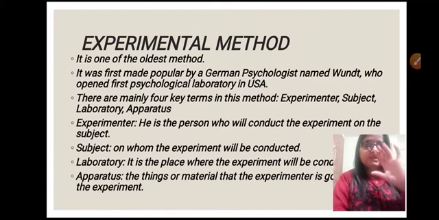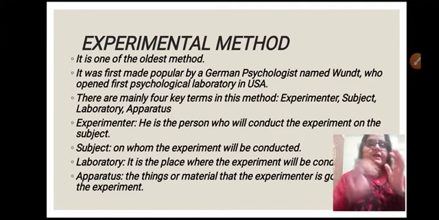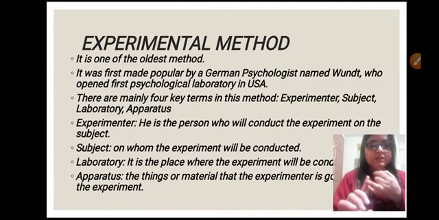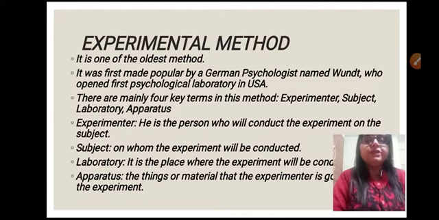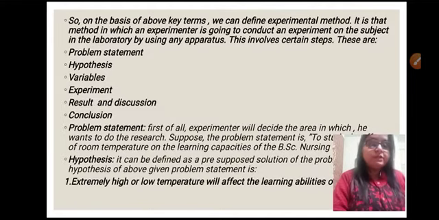So this is a very simple definition: there will be an experimenter who will conduct an experiment on the subject in the laboratory by using apparatus under controlled condition. I hope this will be easy to understand now. Now, this was all about the meaning of the experimental method.